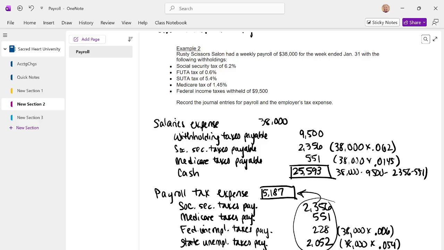So the hardest part about these problems is just remembering who is responsible for what. Out of the employee's paycheck, we take out the withholding taxes, Social Security, and the Medicare. Then we have a separate entry for payroll taxes, where the employer is responsible for Social Security and Medicare. Remember, both of them pay Social Security and Medicare. The employer also has federal and state unemployment taxes.